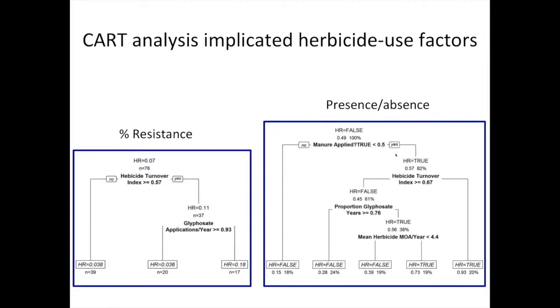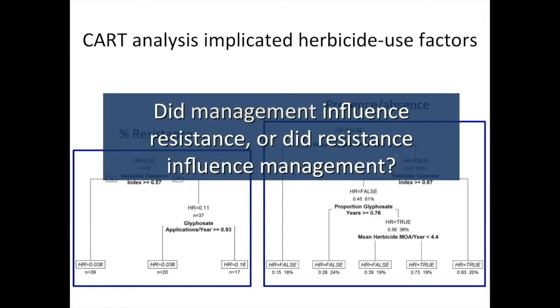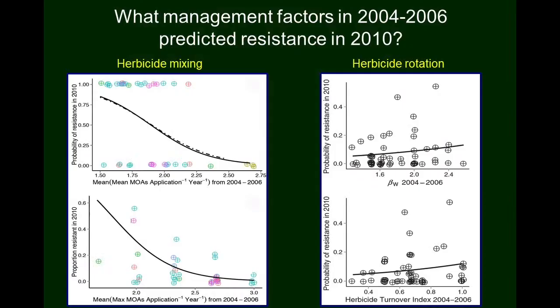But the problem with this CART analysis is a chicken and egg problem, or a cart before the horse problem. In other words, it implicated herbicide use factors, but we didn't know whether the management factors were influencing resistance, or because we had records over time, maybe as resistance was starting to show up, farmers were changing their management. So which was causing which? We had this problem. The way we address this problem is that our records went back to 2004, and glyphosate resistance, as I mentioned, was confirmed at this location in 2006. So we thought, let's look at management practices in 2004 through 2006, before glyphosate resistance was known in the site, and ask the question: could the management practices in place in 2004 through 2006 predict whether or not there would be resistance in 2010?